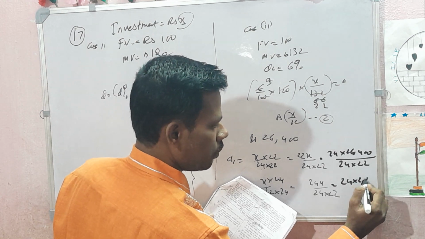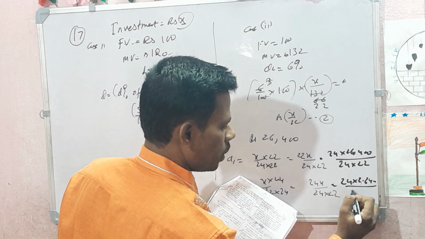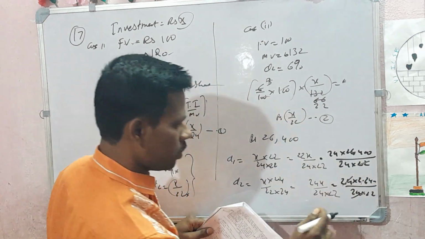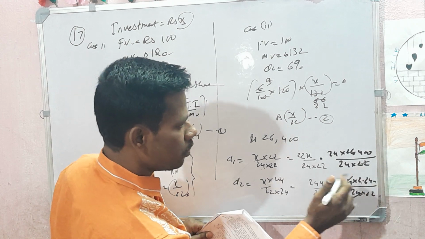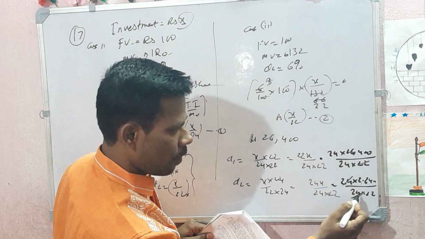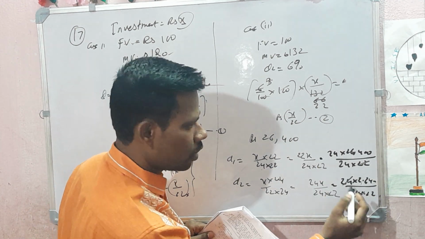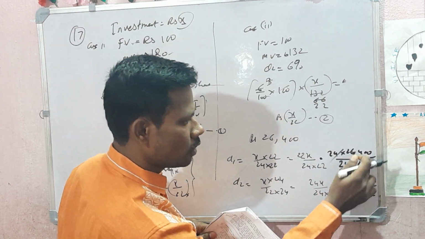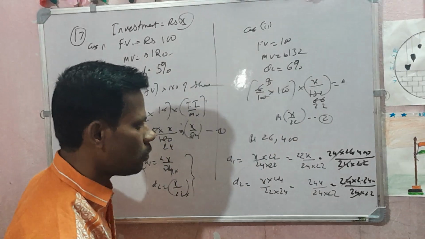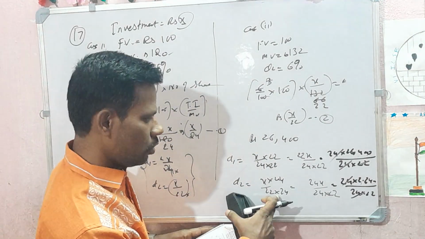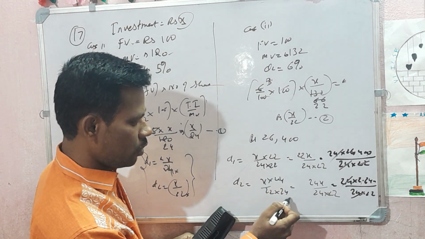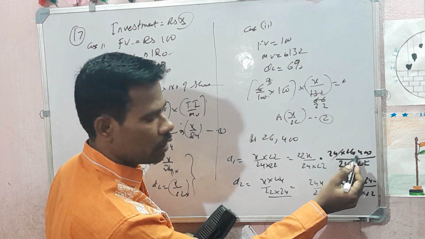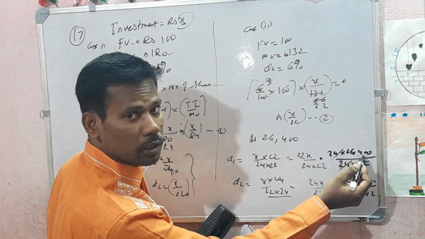24 into 26,400 divided by 24 into 22. 24 cancels, 22. So here 24. And what else can we cancel here? 24 cancels. 26,400 by 24. 24 into 22, here also 22 into 24, like this. Here I am putting the value because he is putting 26,400. He is keeping 26,400 in the firms.